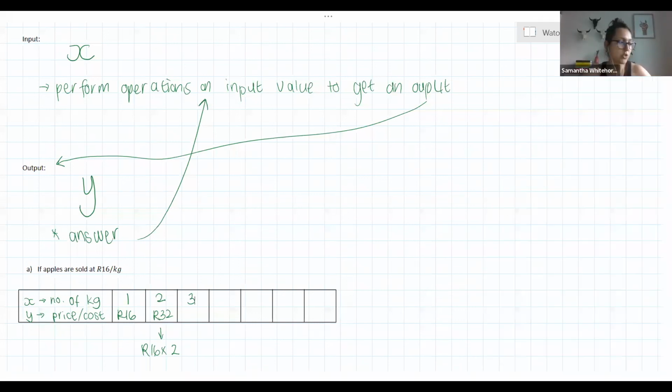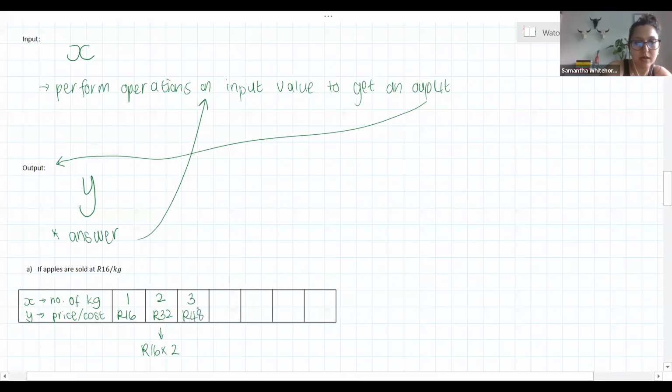Lumka, do you have a question or do you want to tell me how much you would pay? No, ma'am. Okay. Right, we've got some other hands. Let's see. Farid, how much am I going to pay for 3 kilograms? Hello, ma'am. Hi. Ma'am, you're going to pay 48 rand. Excellent. So I'm going to pay 48 rand.